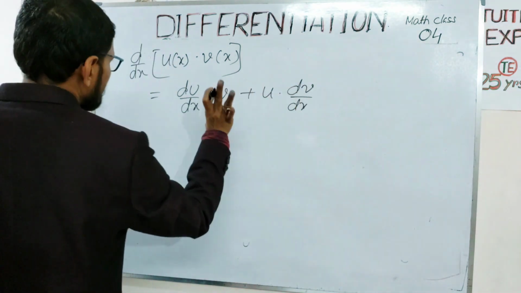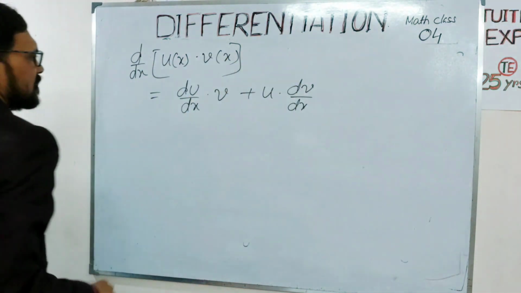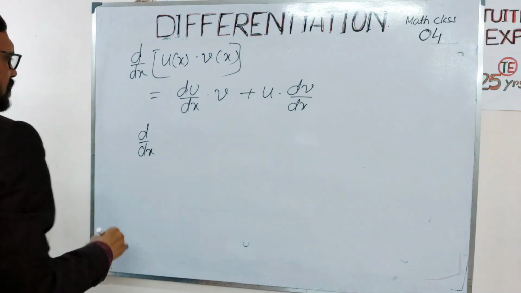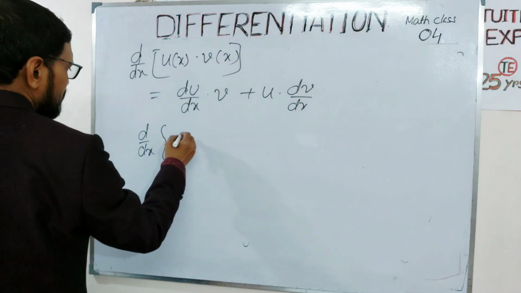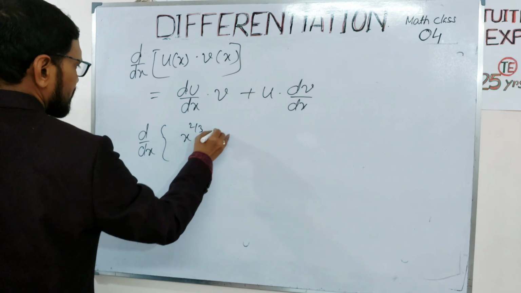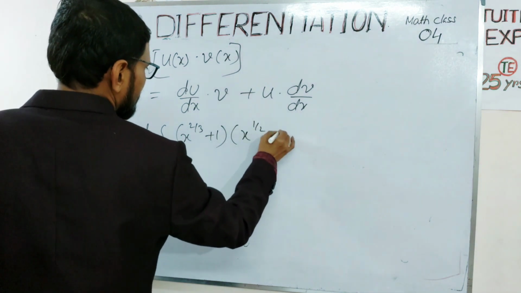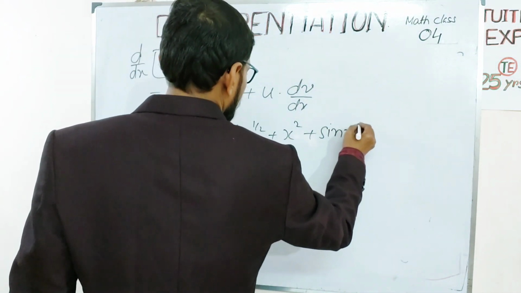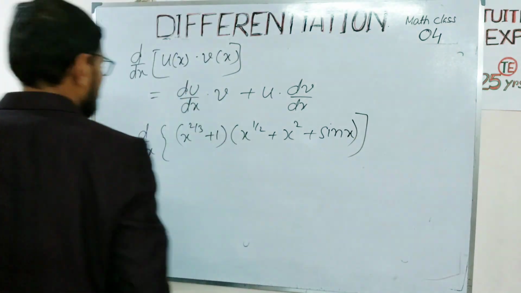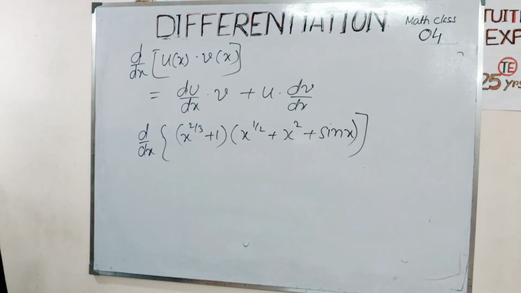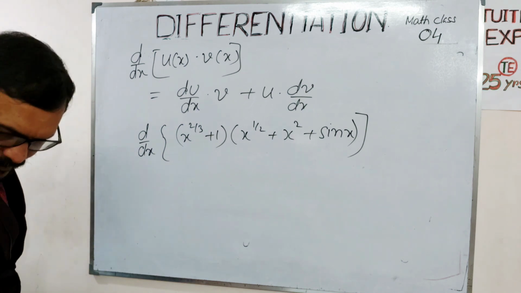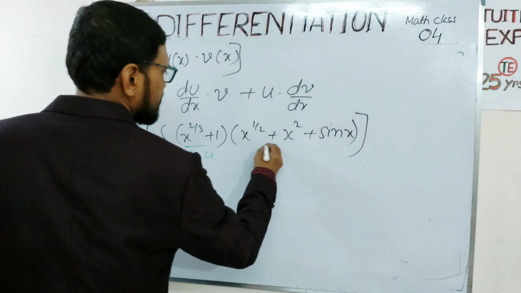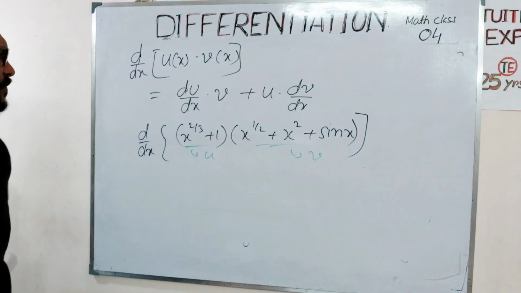Here u and v are functions. U means u(x), v means v(x). Okay, this is the result. So using the formula, what is the derivative of this function using this formula? Suppose, take this term as u and this term as v, u into v.